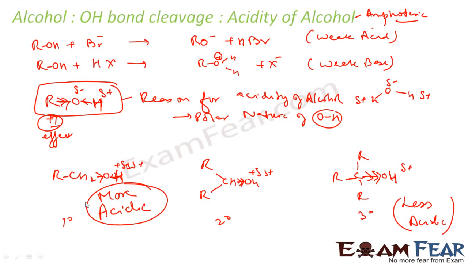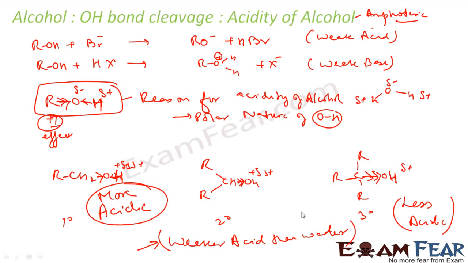But alcohols are generally very, very weak acids. They are even weaker than water. Overall, they are weaker acids than water. In fact, phenols are stronger acids than water. We'll discuss it in phenol, but just understand that in the case of alcohol, they are weaker acids than water.